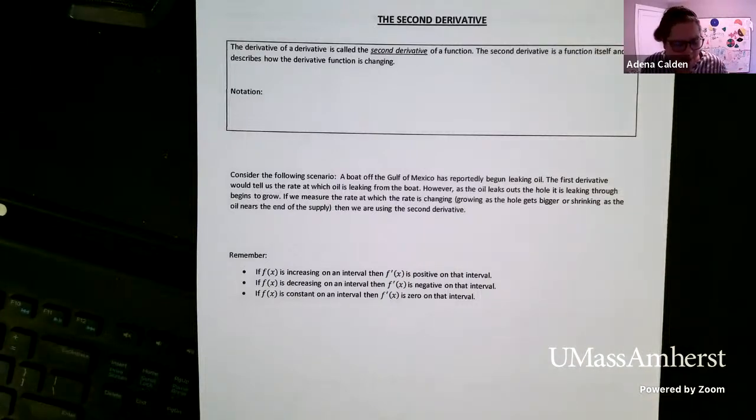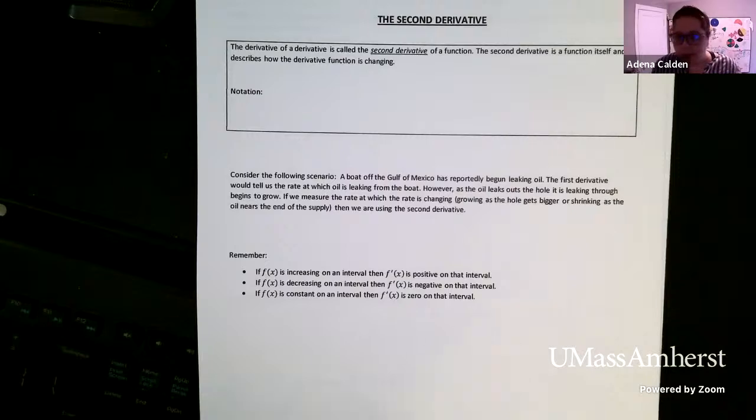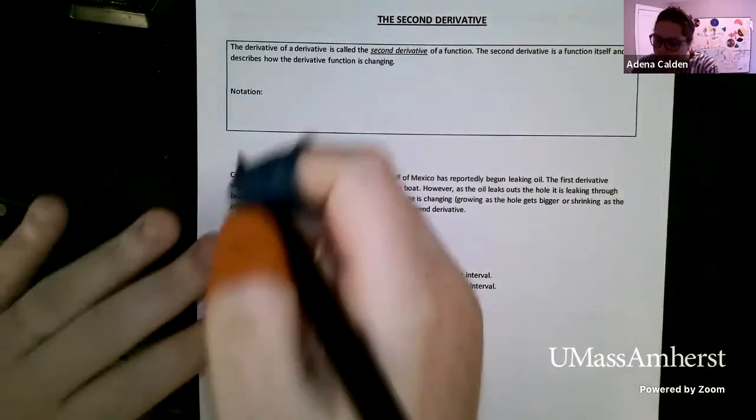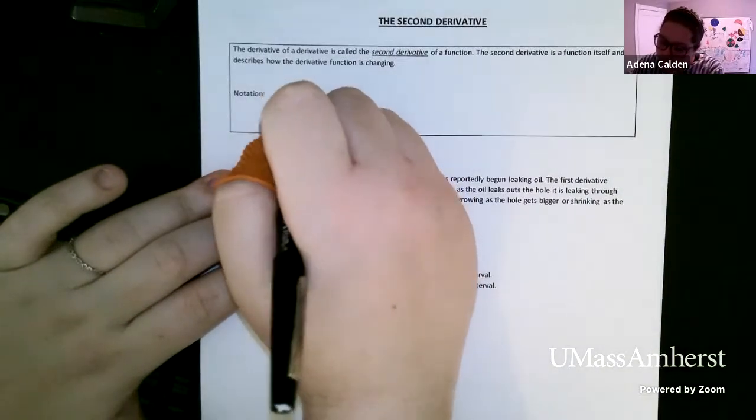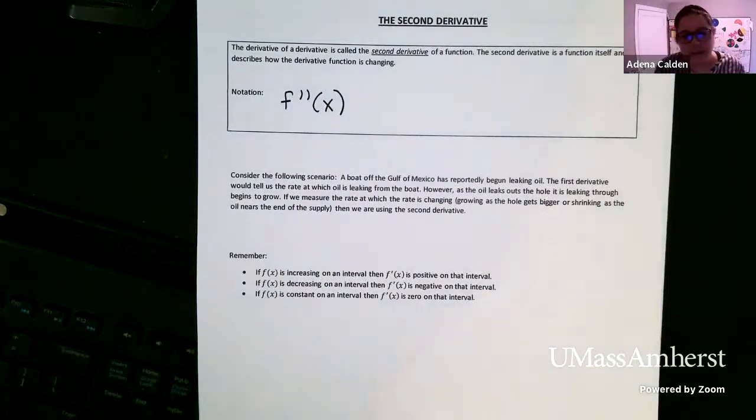So let's talk about notation for a second. Again, because we had two parallel developments of calculus, we have two sets of notation. The Newtonian notation for a second derivative is going to look like this.